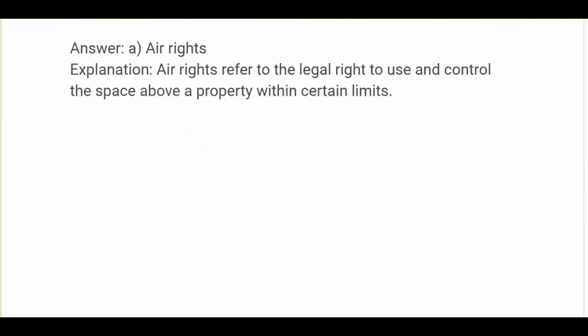A. Air rights. Air rights refer to the legal right to use and control the space above a property within certain limits.